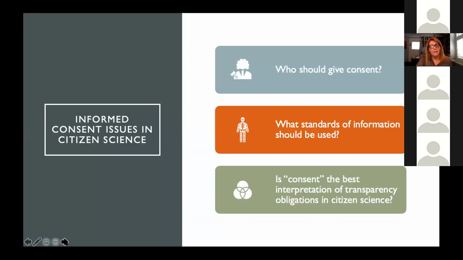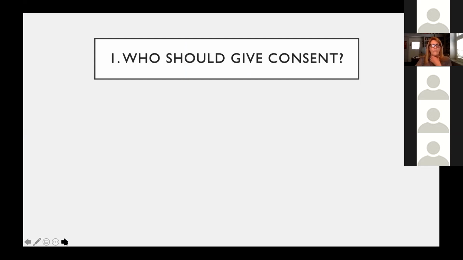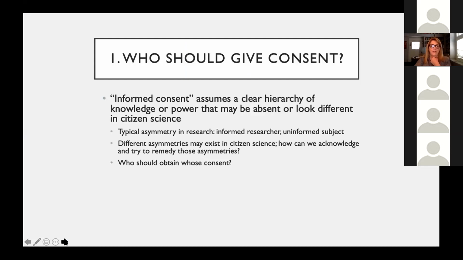So informed consent issues in citizen science look a little bit different potentially. One question is who should be giving consent and who should be asking it. Another is what standards of information should be used. And third is the right interpretation of the ways in which we ought to be transparent when we're doing citizen science research. So who should give consent?